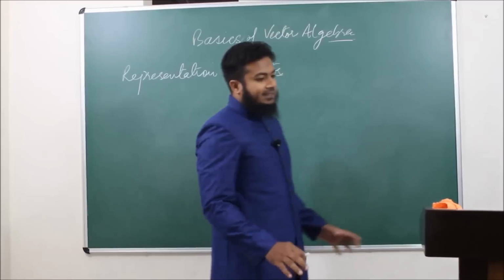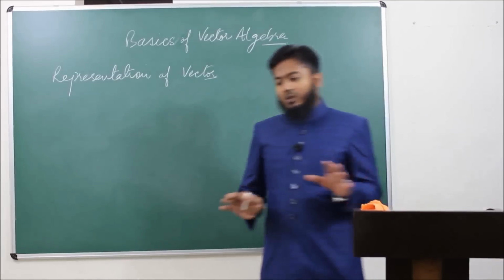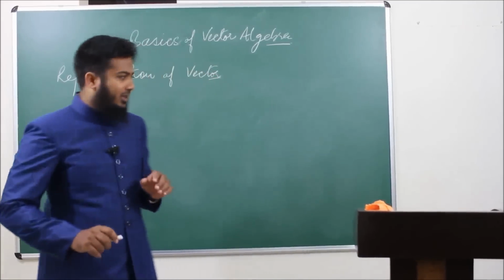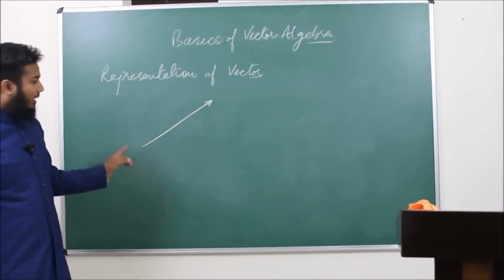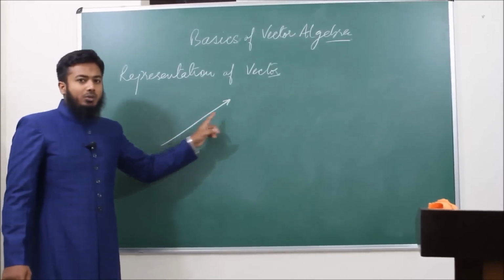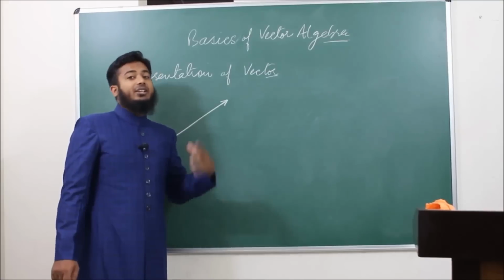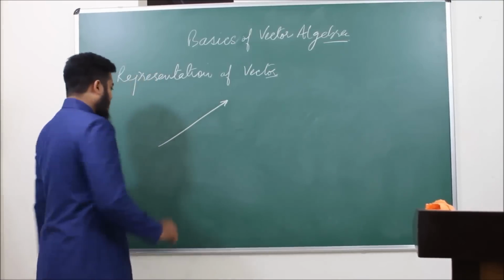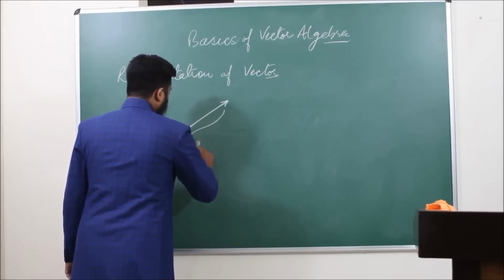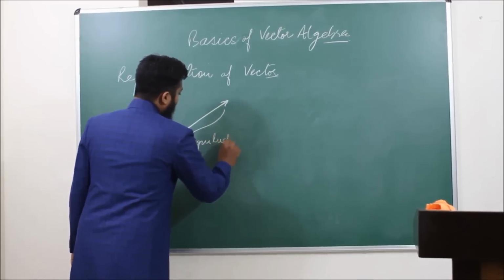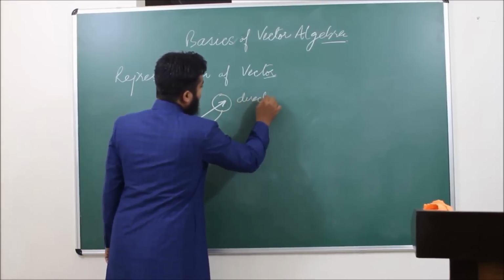A vector is represented with the help of an arrow. एक arrow की help से हम हमेशा vector को represent करेंगे. So say this is a vector. The length of the arrow will be the magnitude of the vector and this arrowhead will give the direction of the vector. इसकी जो length है that is magnitude and this arrowhead will give you the direction.